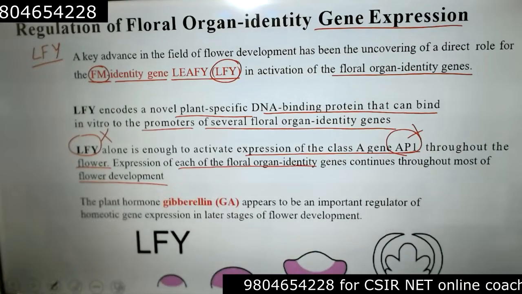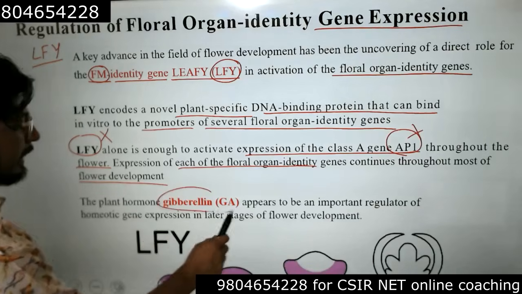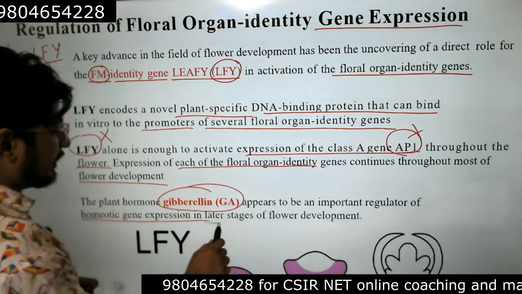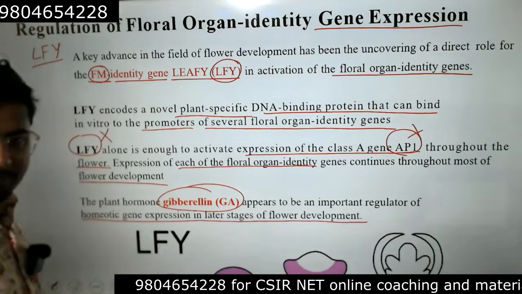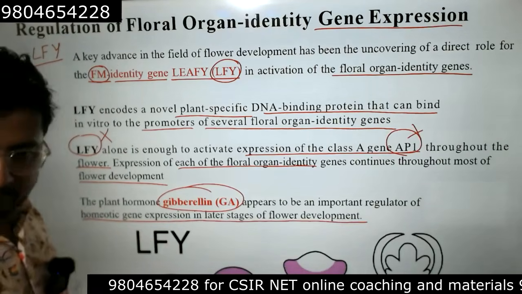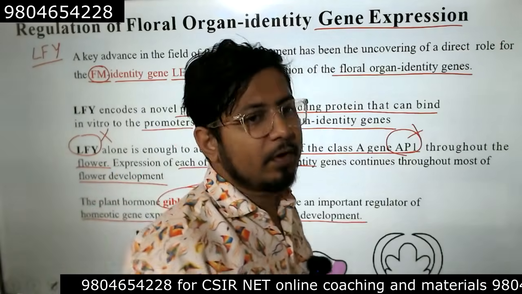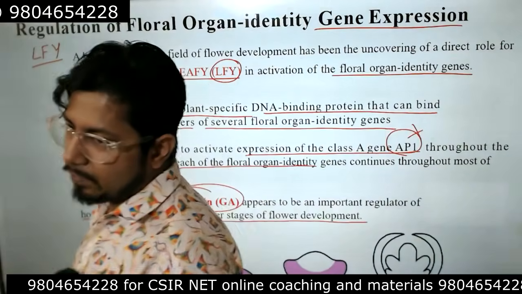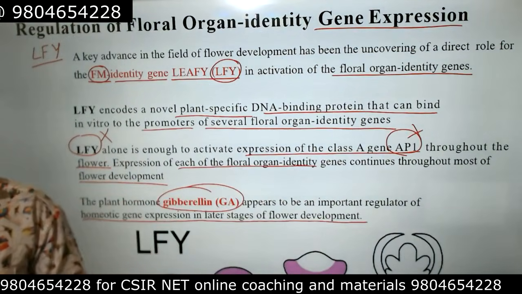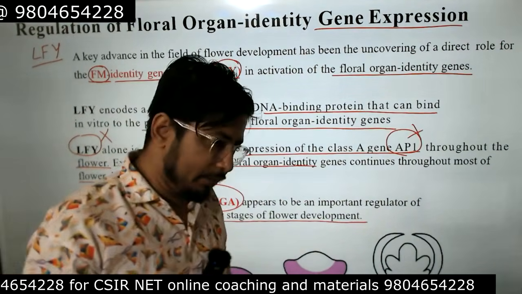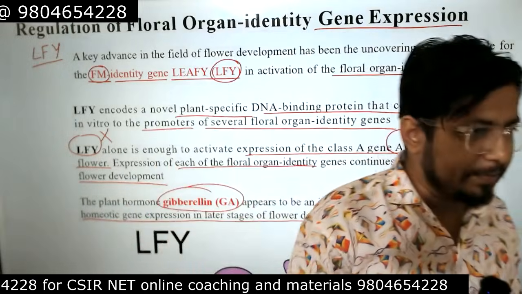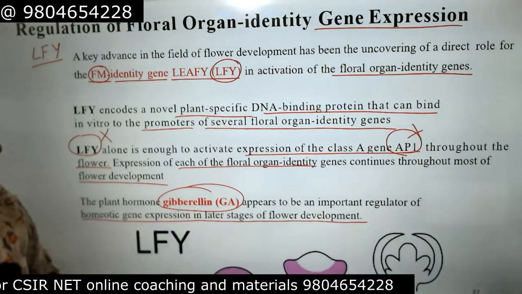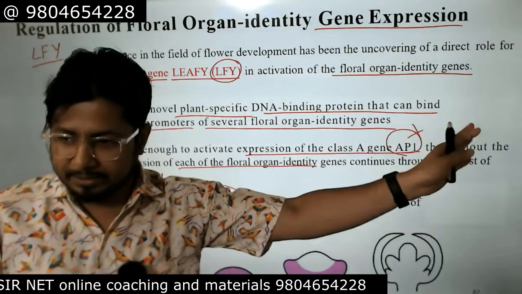flower development. The plant hormone gibberellin appears to be an important regulator of homeotic gene expression at the later stage of development. That's why we told you earlier that gibberellic acid is responsible for plant flowering, because gibberellic acid is a promoter for LEAFY, particularly LFY, which is a part of the floral meristem identity genes, which in turn regulate the expression of floral organ identity genes.